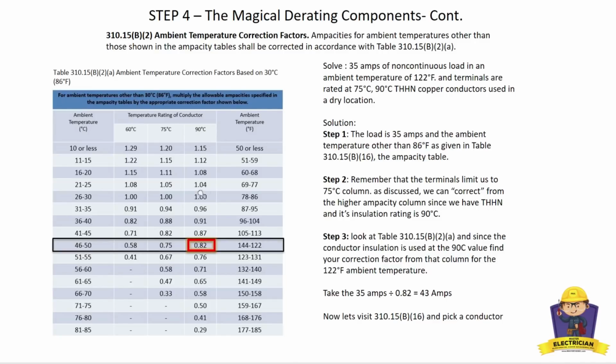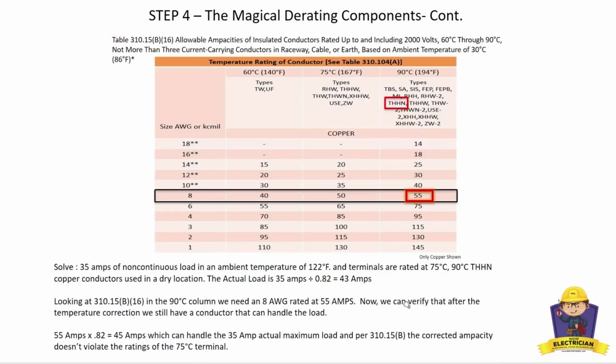I was in this column, and I found my ambient, which was 122, and I just came together in the lines, and that was 0.82, and that is my percentage, and it's a decimal point, so it's 0.82. So now we have to go to 310.15(B)(16). We have to find a conductor in the 90-degree column, because that's where we're adjusting and correcting from, because the code allows us to do that, for 43 amps.